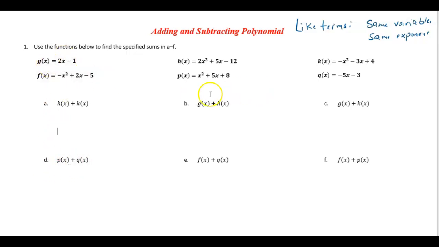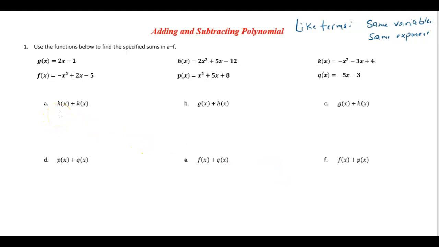Here we've got about 6 functions. We've got g of x, h of x, k of x, f of x, p of x, and q of x. That's about 6 functions up here. So we're going to use these functions to answer questions A to F. This whole section is adding polynomials. All we're going to be doing is finding the sum of those combinations. So let's start with A.